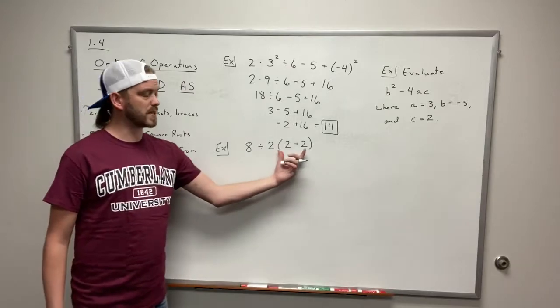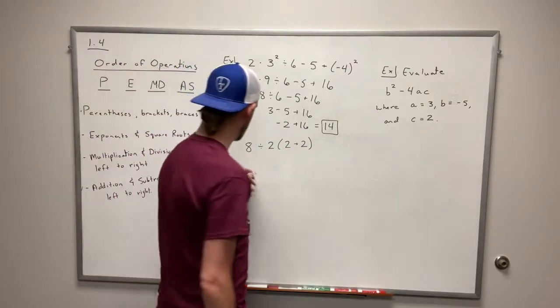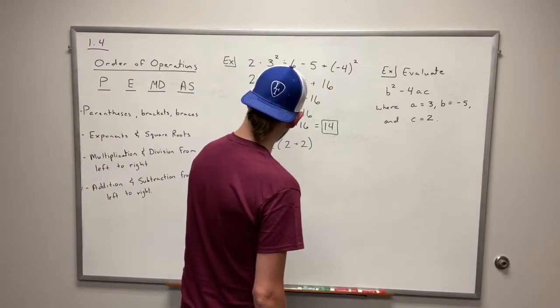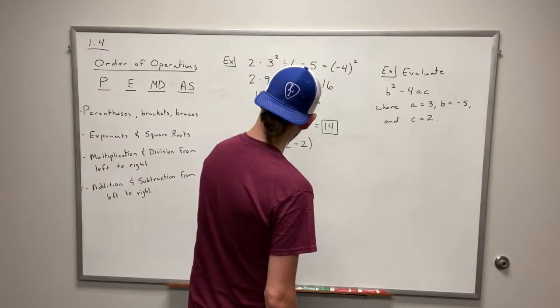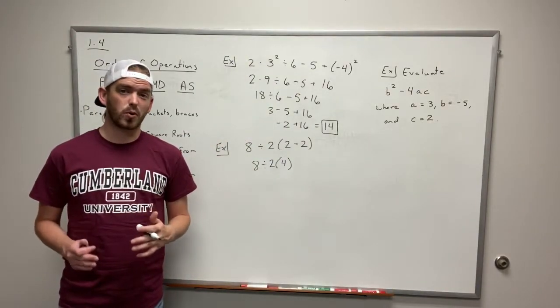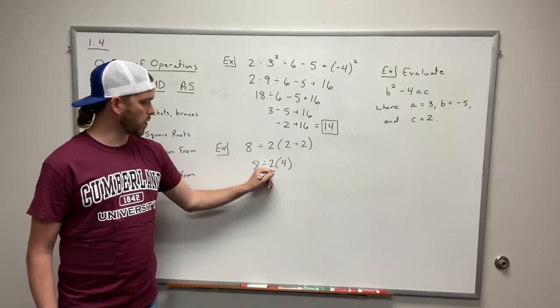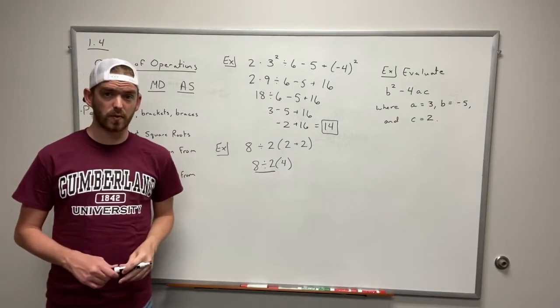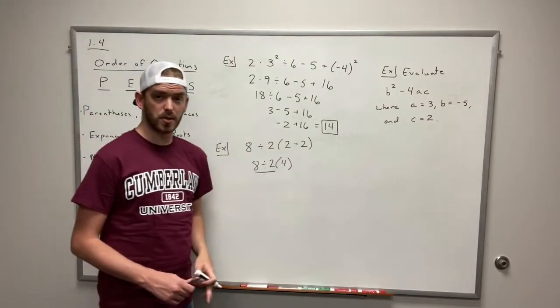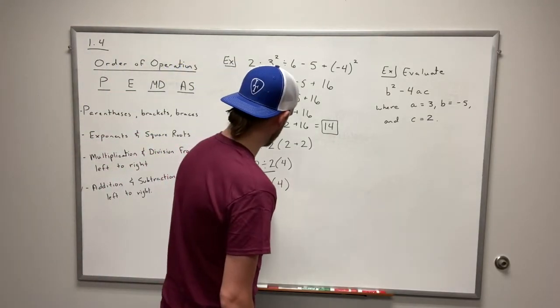We want to start off by simplifying what's inside the parentheses. 2 plus 2 is 4. That's going to give us 8 divided by 2 times 4. We need to do multiplication and division in the order in which they appear from left to right. So we're actually going to work and do the 8 divided by 2 first. So 8 divided by 2 is 4. 4 times 4 gives us a final answer of 16.